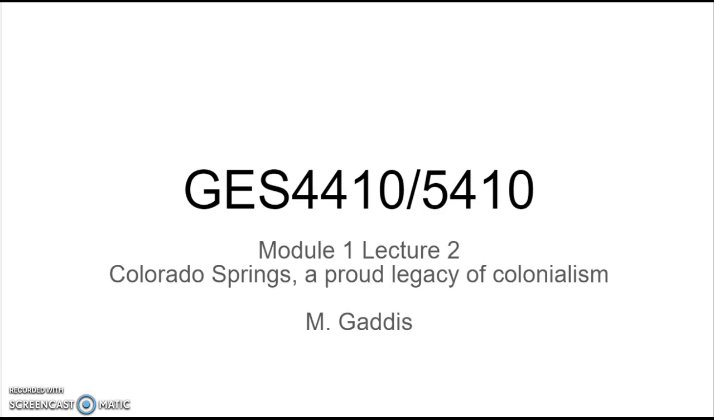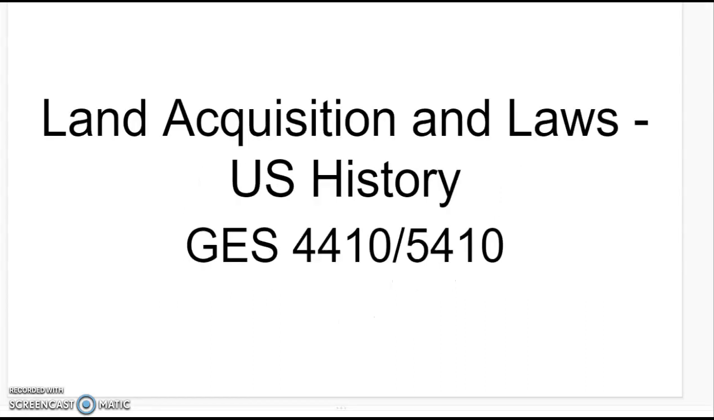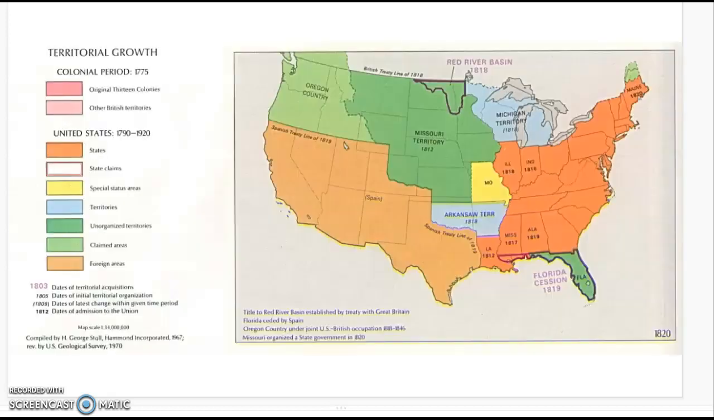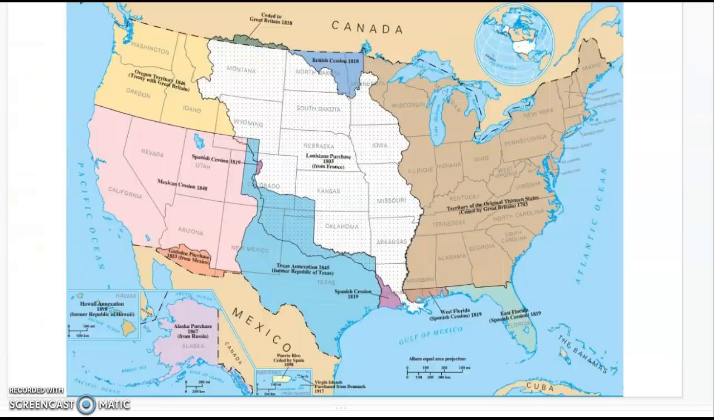In this lecture, I'm going to provide a case study of our topic from last week. Remember that we talked about land acquisition and laws in U.S. history. We considered a number of maps. We looked at the quality of the maps and how map technologies have improved over time. And we looked at how what we call the United States of America was not acquired all at the same time, but rather over time and from various entities.